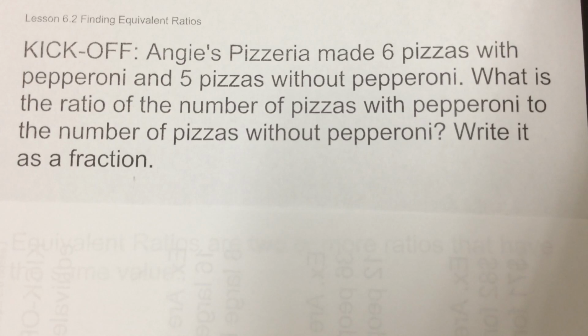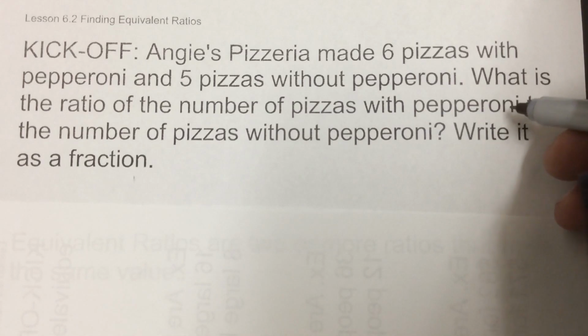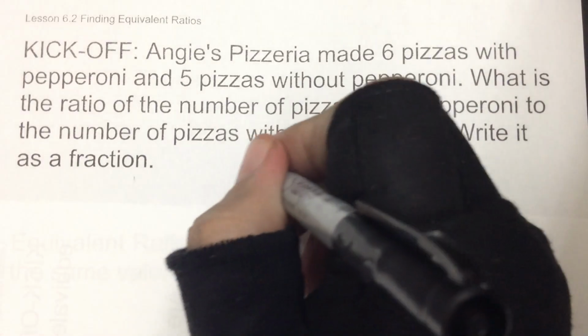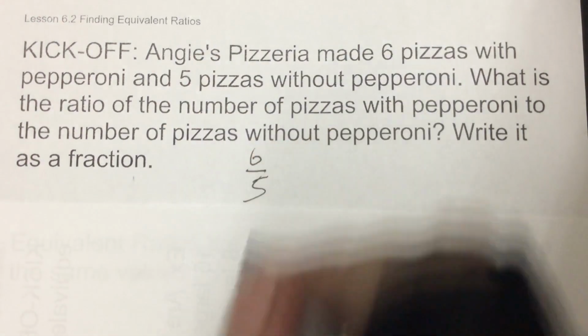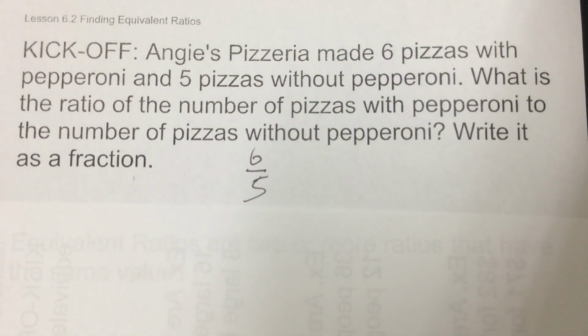Now, if you watched my last video, I actually listed out all three. Clearly, I didn't read all the directions where it says write it as a fraction. So, we're just going to write it as a fraction here. Number of pizzas with is what we start with. We know there are 6 of those, to the number of pizzas without, we know there's 5 of those. So, 6 over 5. We leave it as an improper fraction. We don't change it to a mixed number with ratios.